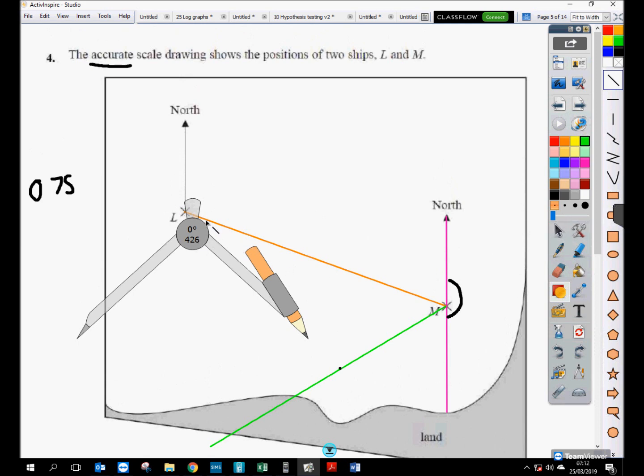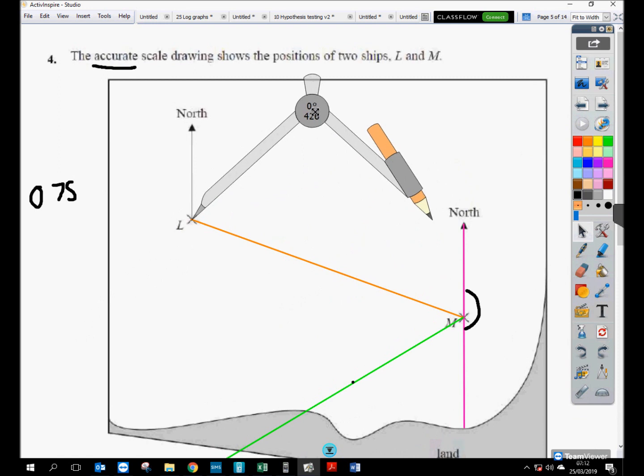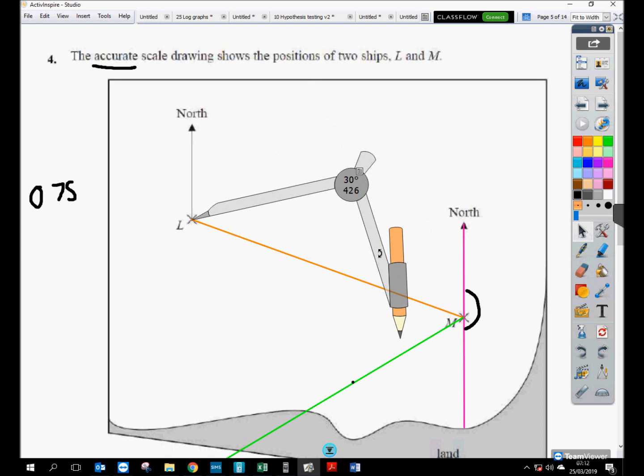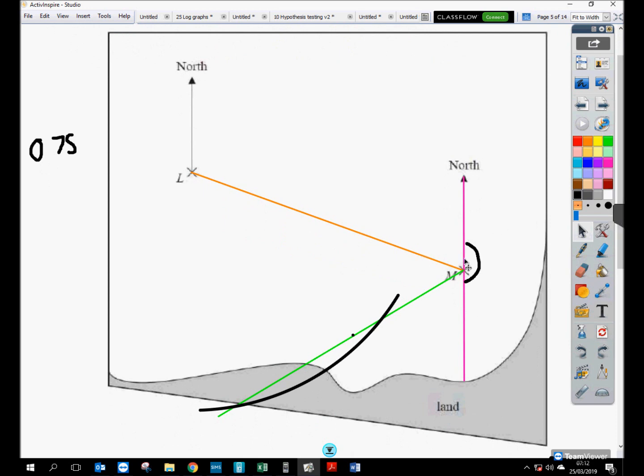The objective is you take your pair of compasses, place the point on L, and you now draw an arc so that it crosses the green line. Okay, and it crosses the green line twice. Once it's inside the diagram, once it's outside the diagram, so it must be at this point of intersection here. This is where the ship is. It says mark it with a cross, position of P.